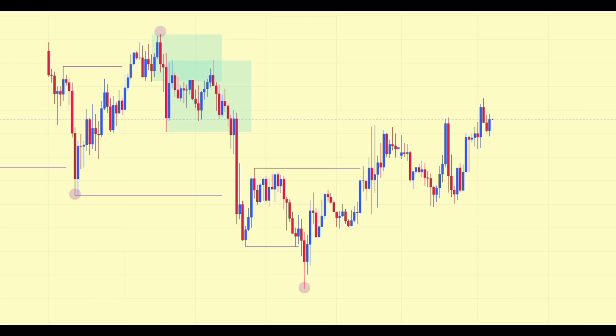You can clearly see that this one here is a valid pullback, and we said a mitigation by a valid pullback is a valid mitigation. So this here is the other order flow. So right now this here is the unmitigated order flow, and this here is the extreme order flow.